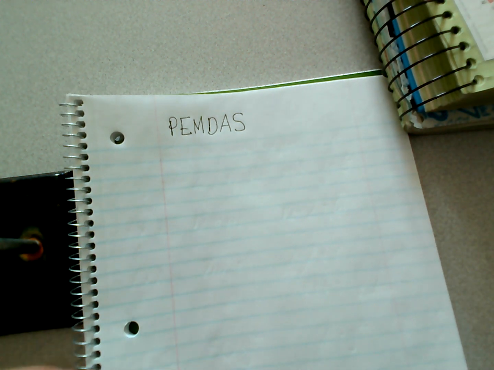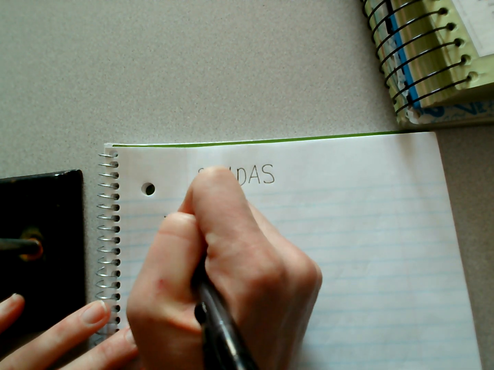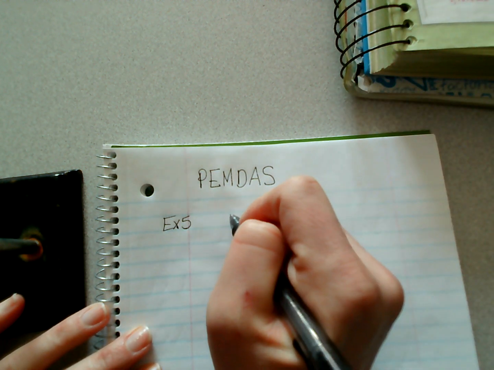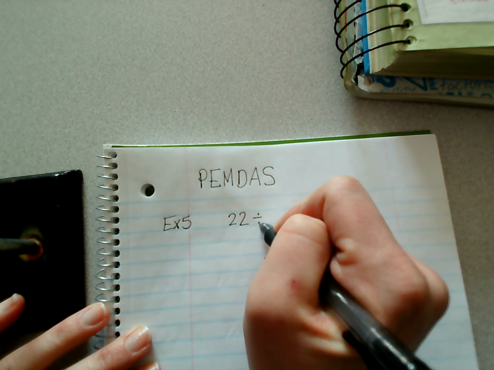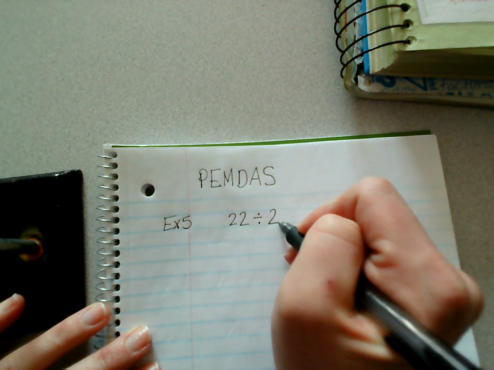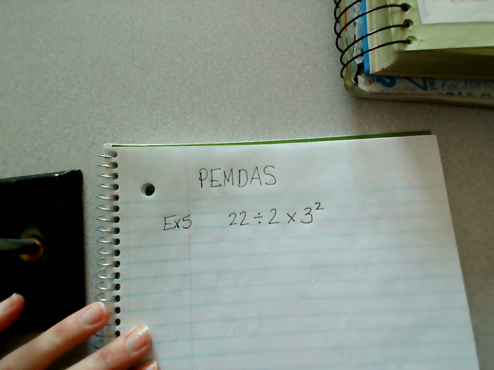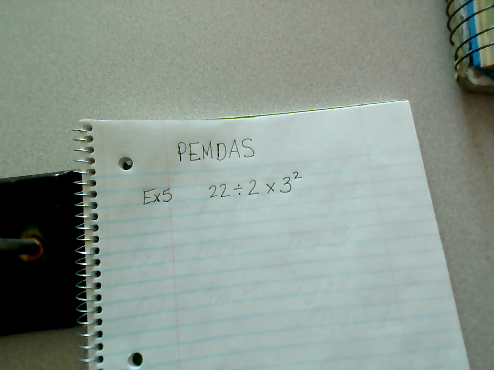We were on example number, how many examples did we do? 4. We're on example number 5 in your notebook. Copy this down with me, please. 22 divided by 2 times 3 squared. 22 divided by 2 times 3 squared.